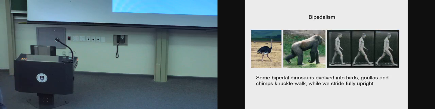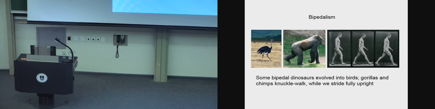And bipedalism isn't unique to us. But what is unique to us is this striding gait that we have. After all, ostriches are bipedal. They're remnants of the dinosaurs. And of course, they have feathered plumage instead of arms and hands. The gorillas, like the chimps, tend to do what's called knuckle walking, where they use their knuckles as they walk to help support themselves to move along.